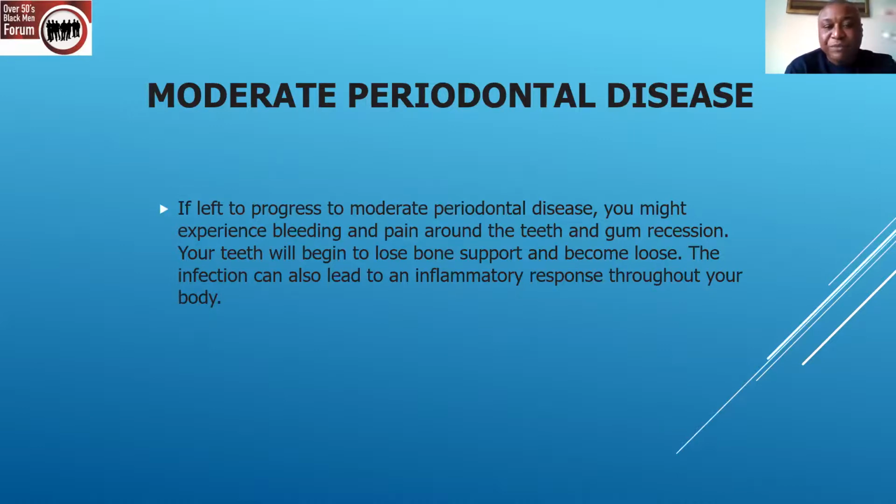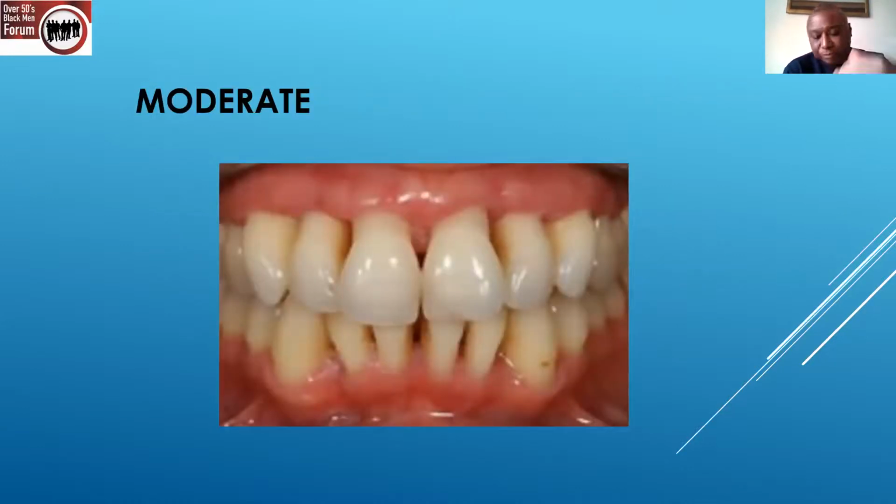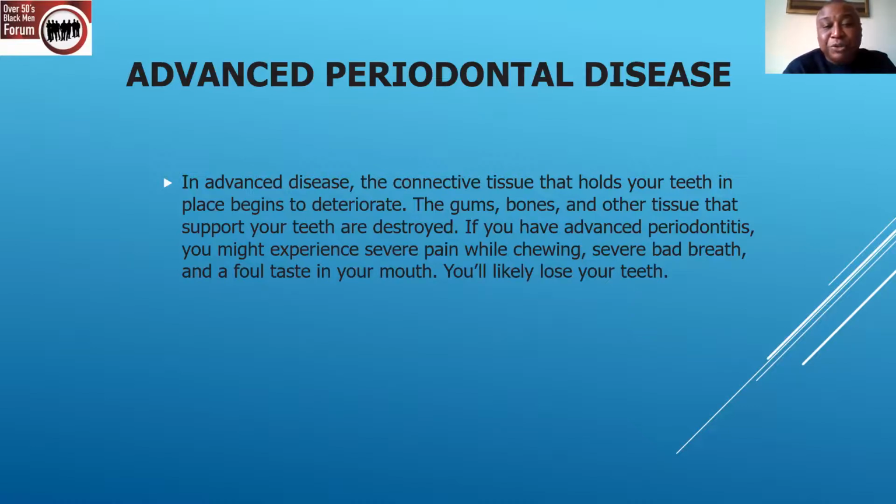If left untreated, it progresses into moderate periodontal disease, and this is where you lose almost half the bone. With further decay, the gum has receded and you're now losing a lot more bone. Almost half the bone covering the roots has disappeared. Then you move into the advanced stage, where you've lost a lot of the supporting tissue: the gum, the bone, and the ligaments have been destroyed.